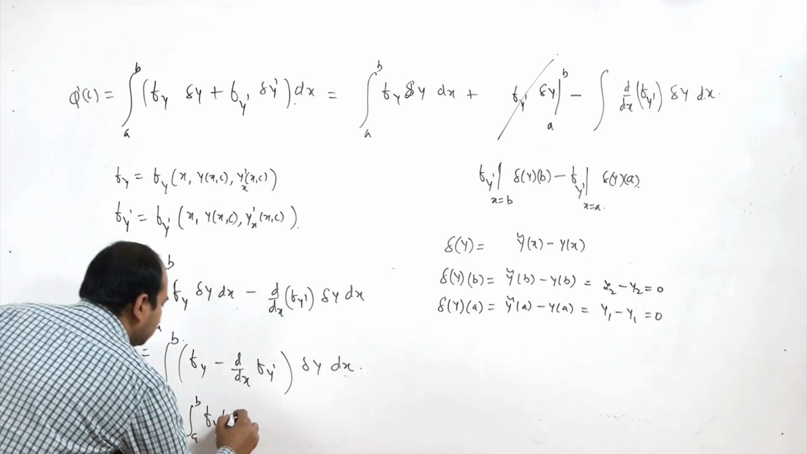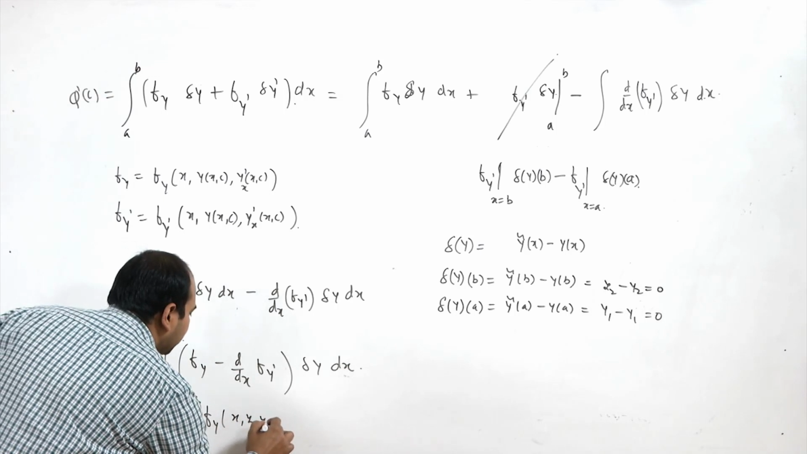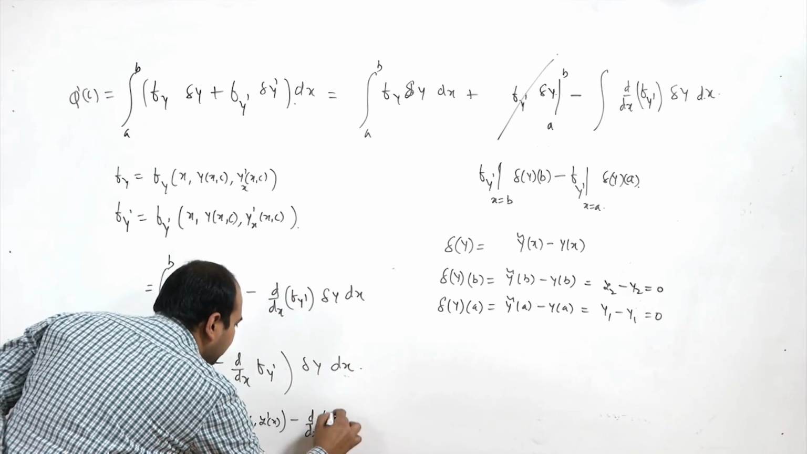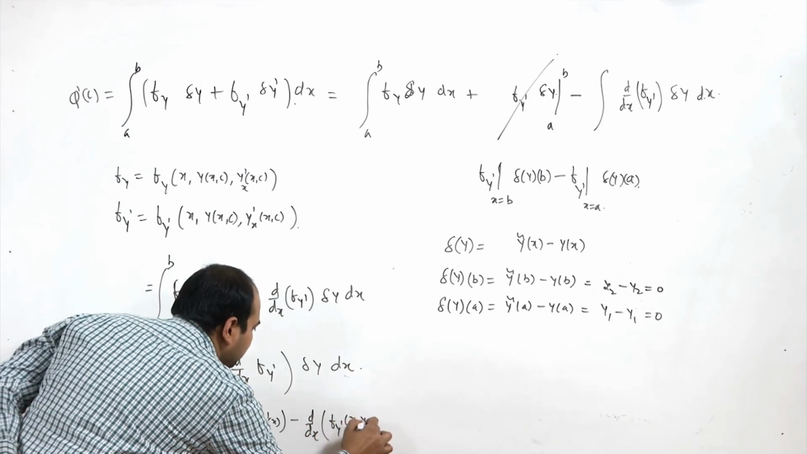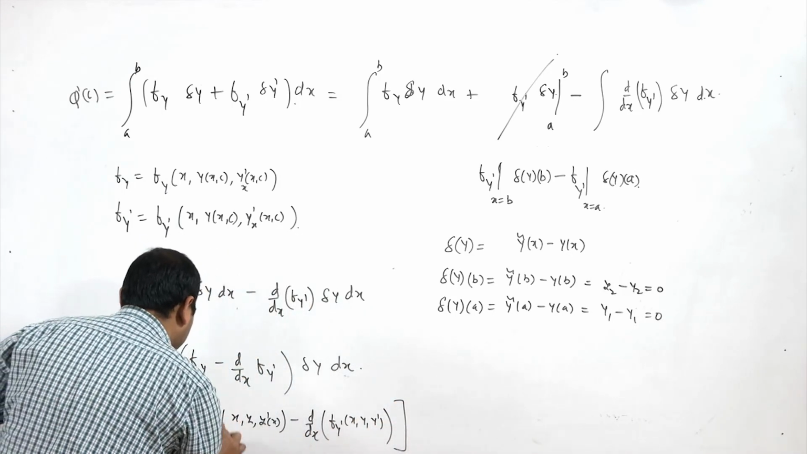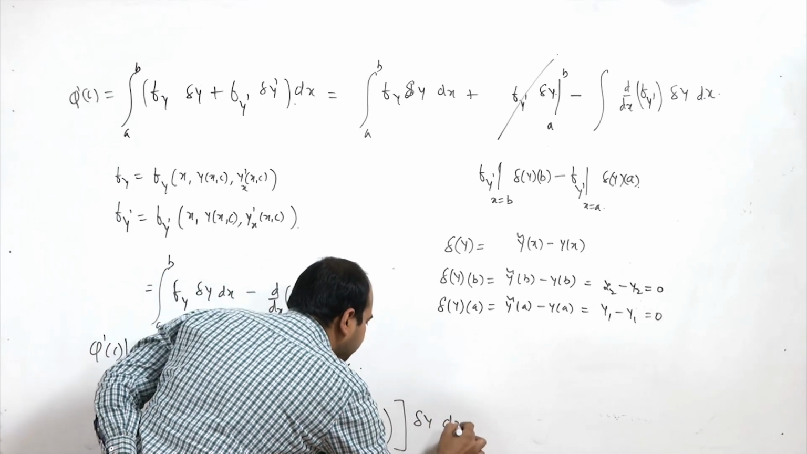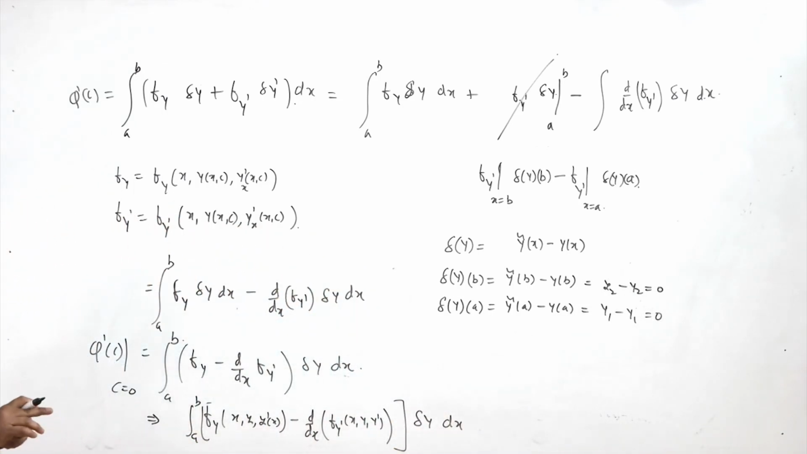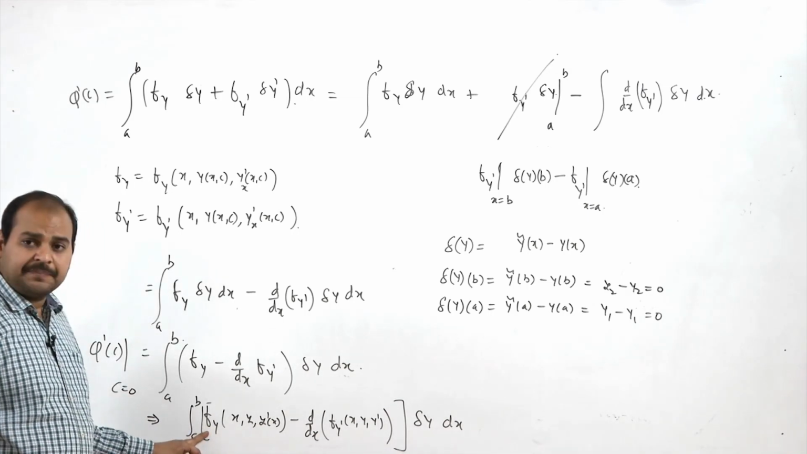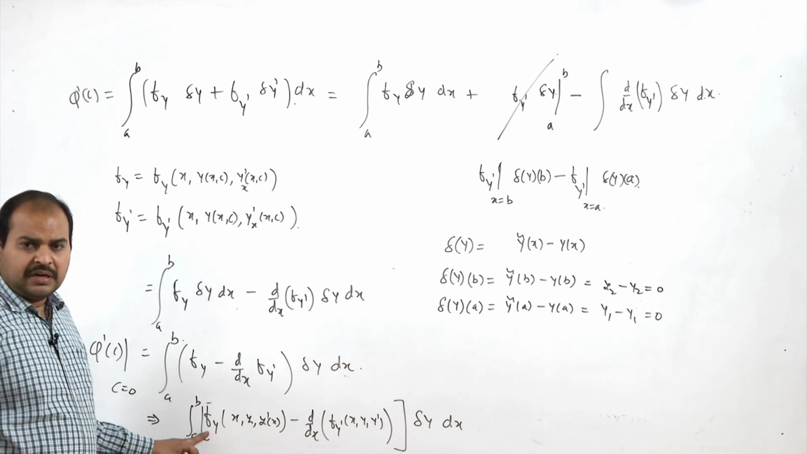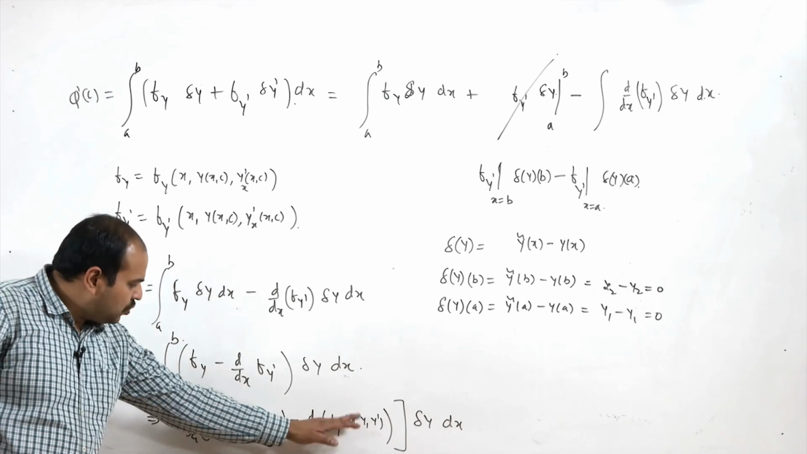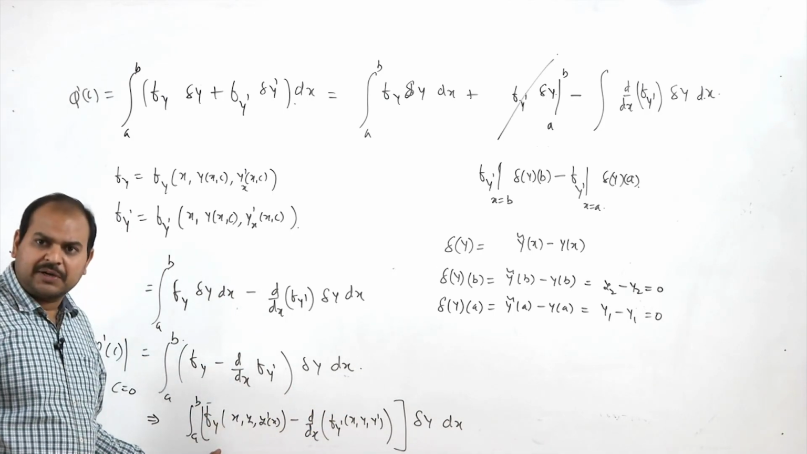If we evaluate at c equal to 0, then this is nothing but the integral from a to b of [f_y minus d/dx of f_y'(x, y, y')] times delta y dx. Now, please remember that by assumption we have assumed that f is a thrice differentiable function in terms of its arguments. So, we can say that f_y and this whole thing is a continuous function with respect to x.